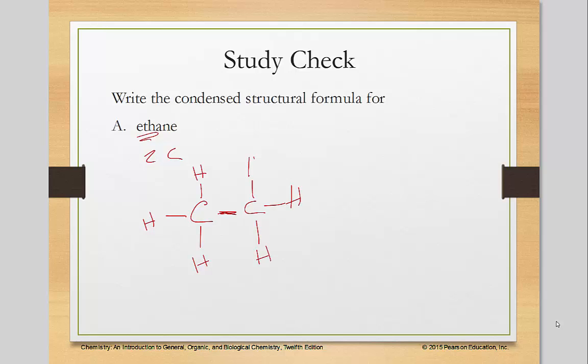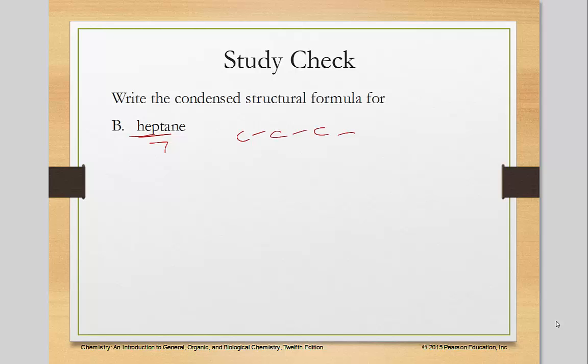So this is the structural formula. To make it the condensed structural formula, we need to take away those bonds. So CH3 dash CH3. Let's try another one. Heptane. Hept means 7. So 1, 2, 3, 4, 5, 6, 7. Each carbon gets 4 lines, so 1, 2, 3, 4 for each of the 7 carbons.